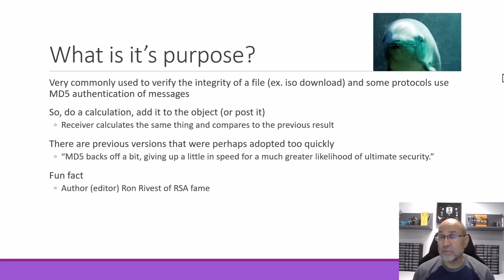Now there are previous versions of the message digest algorithm, so MD4 is an example. And there was concern in the security community, especially among the RSA folks, that maybe MD4 was adopted a little too quickly. And so MD5 backs off a little bit in the sense that speed is important, but not as big an issue as it was with MD4. We're going to see that there's a number of steps in the algorithm, and the MD5 calculation adds an extra one.